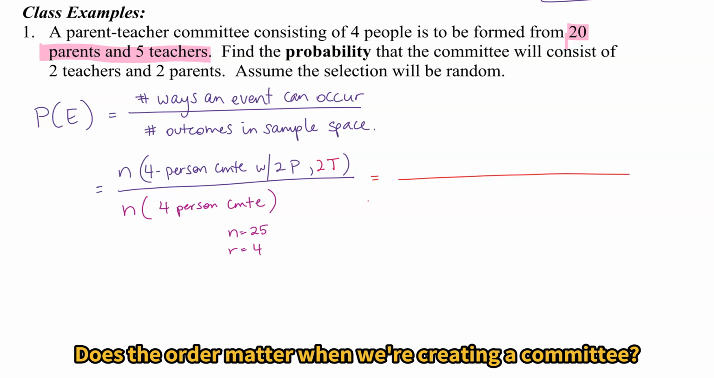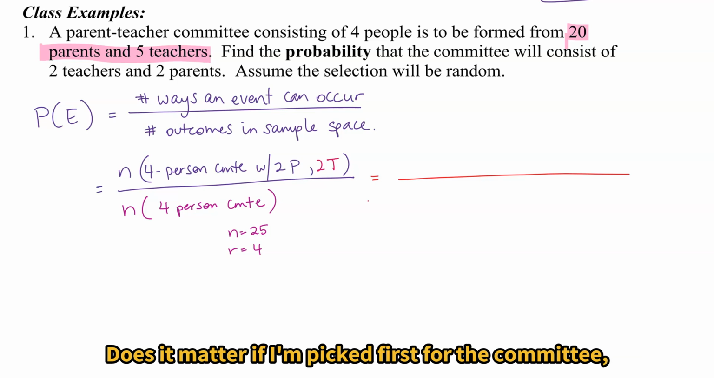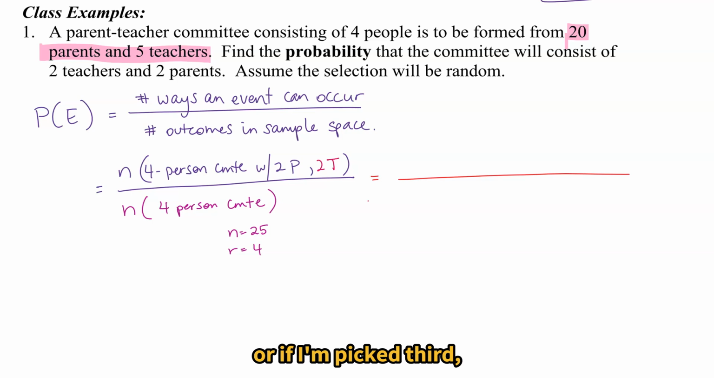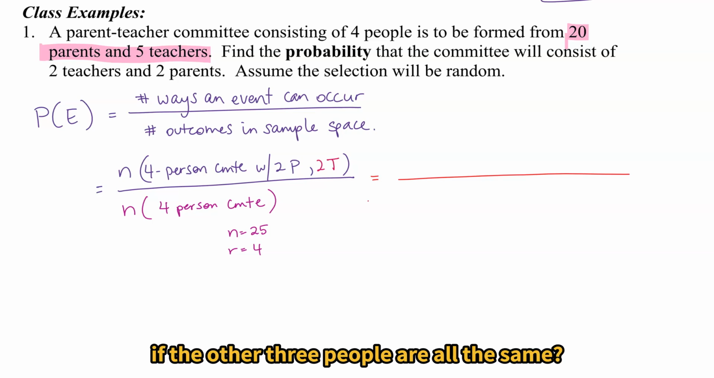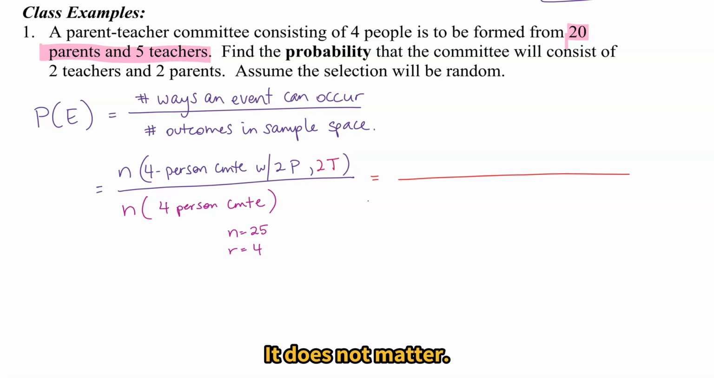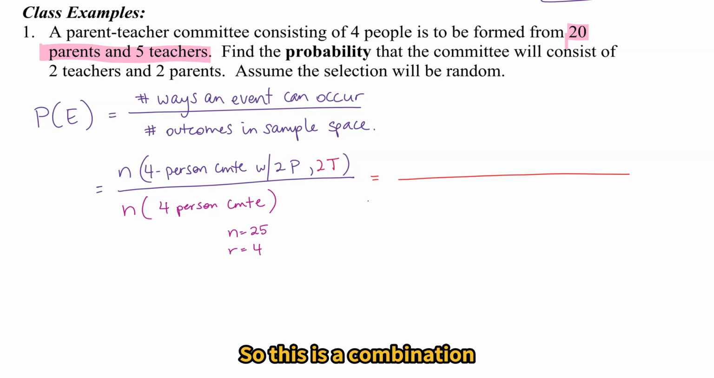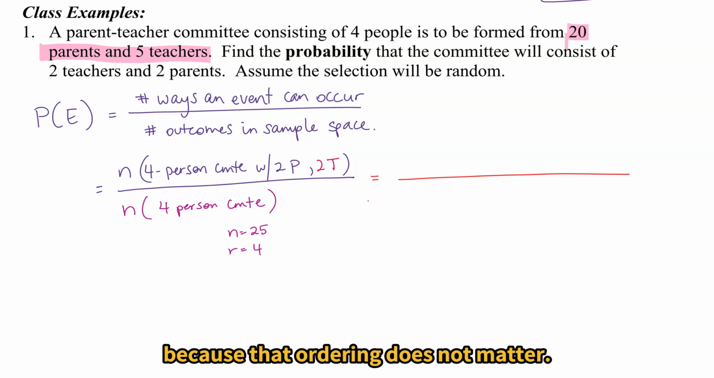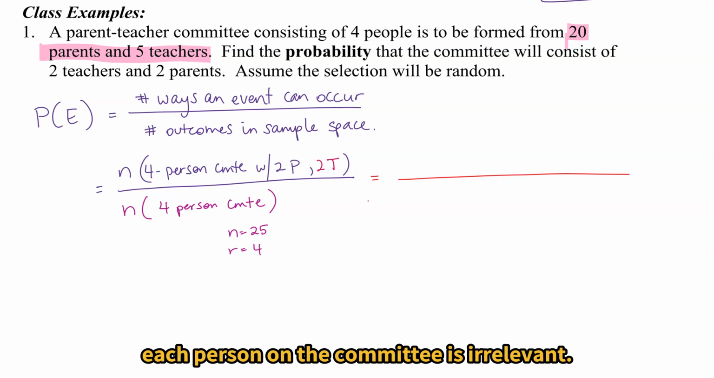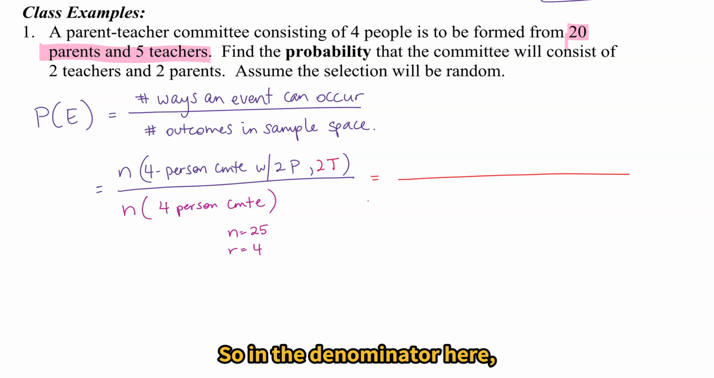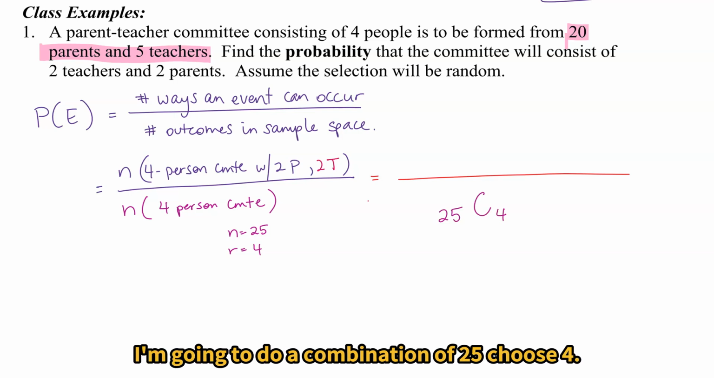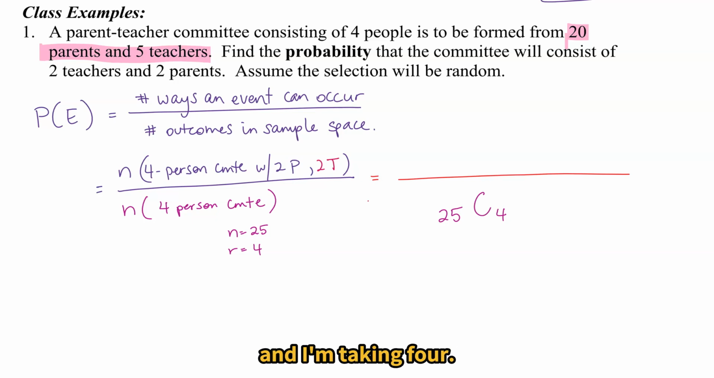Does the order matter when we're creating a committee? Does it matter if I'm picked first for the committee or if I'm picked third, if the other 3 people are all the same? It does not matter. We're still one 4-person committee, no matter what order we're chosen to serve on the committee. So this is a combination because that ordering does not matter. The order in which I choose each person on the committee is irrelevant. So in the denominator here, I'm going to do a combination of 25 choose 4. 25 total to choose from, and I'm taking 4.